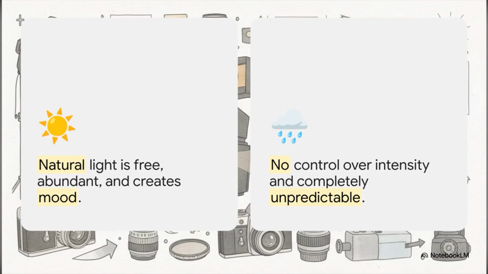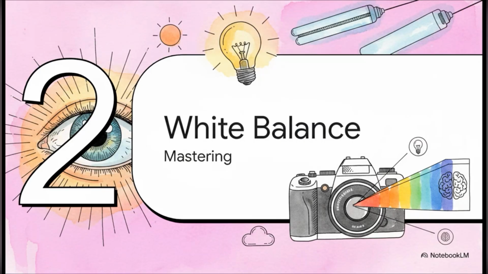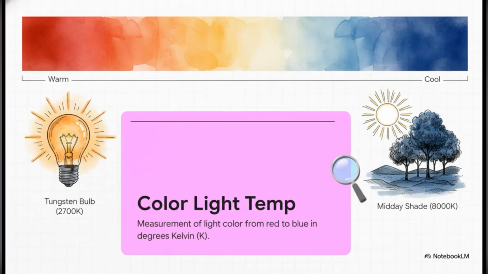Contrast that with artificial light, which gives you total control but requires hauling around a ton of heavy, expensive gear. For most of us, learning to read and utilize natural light is without a doubt our most powerful tool. Moving right along to Phase 2, Mastering White Balance. Our human eyes are, quite honestly, magic. They adapt automatically to different lighting environments, so we basically always perceive colors naturally. But a digital camera? It needs to be specifically told what white actually is.